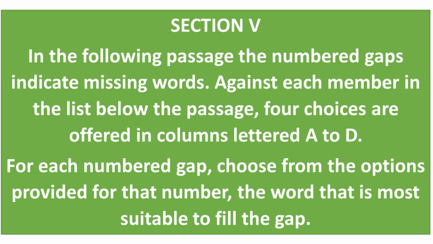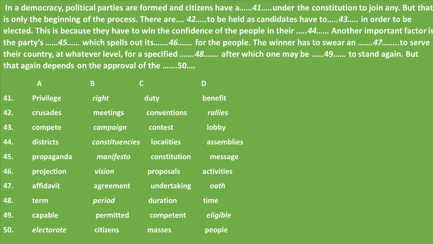Section V. In the following passage, the numbered gaps indicate missing words. Against each number in the list below the passage, 4 choices are offered in columns lettered A to D. For each numbered gap, choose from the options provided for that number the word that is most suitable to fill the gap. The passage. In a democracy, political parties are formed and citizens have a dash under the constitution to join any. But that is only the beginning of the process.